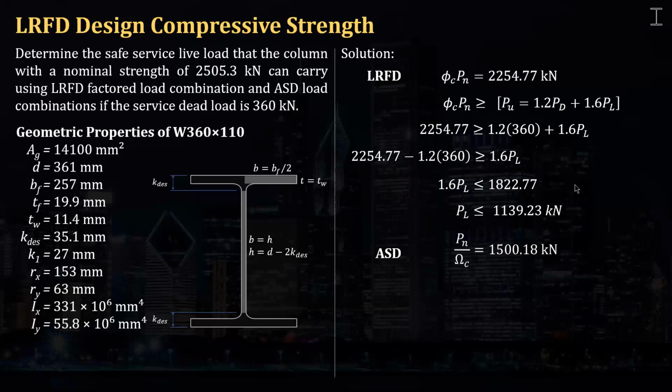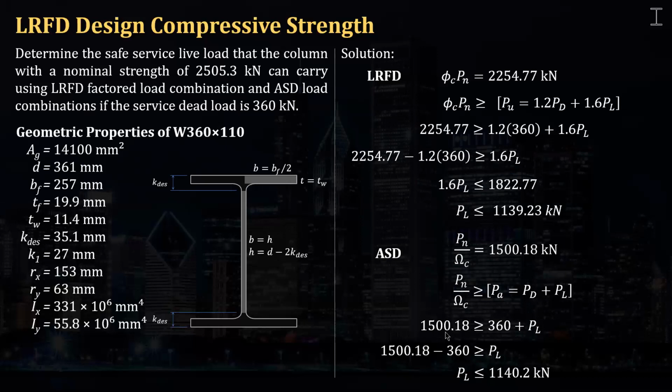Now for ASD, from the solved allowable strength, Pn over omega C, or the factor of safety, 1,500 kilonewton, it must be greater than the required strength. Okay, so the required strength for ASD is just the sum without factors. So PD plus PL. So solving for PL, that PL must be less than the difference of 1,500.18 and 360. And that is 1,140.2 kilonewton. As you can see, malapit lang, no?